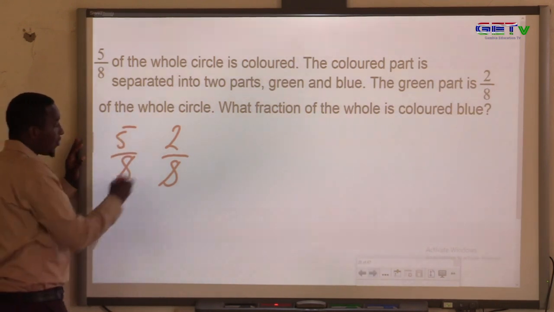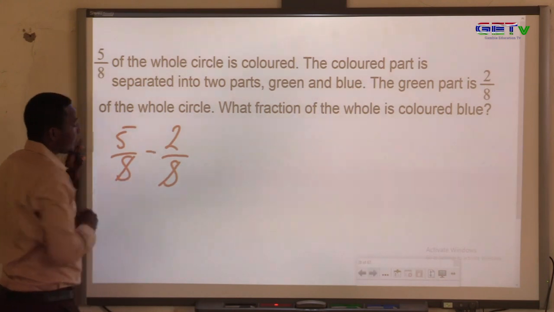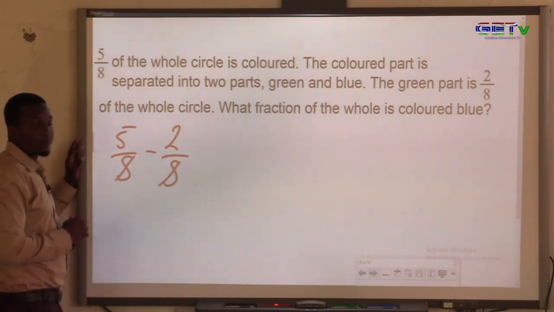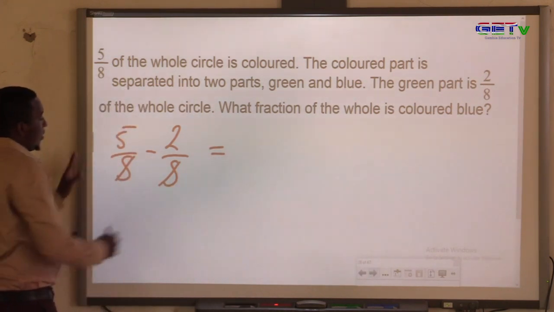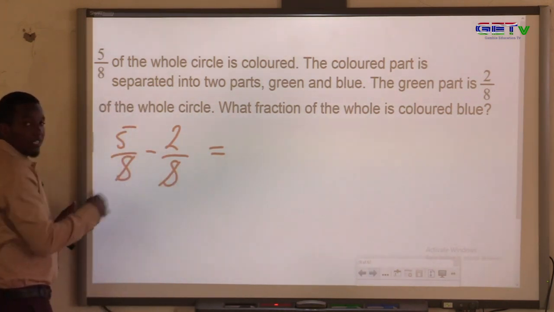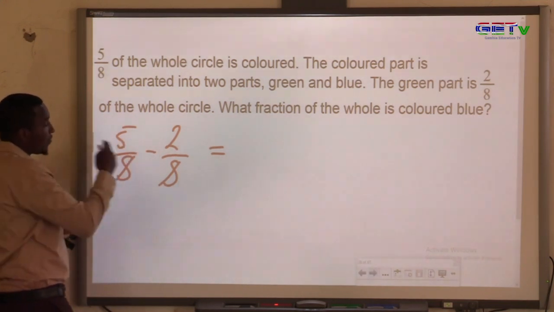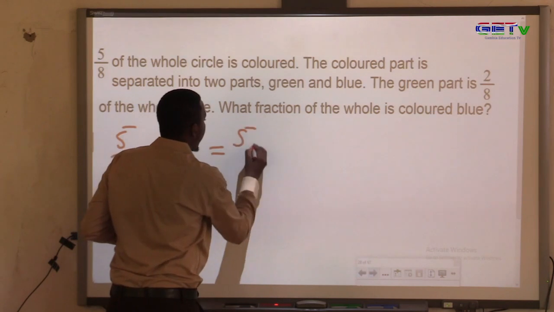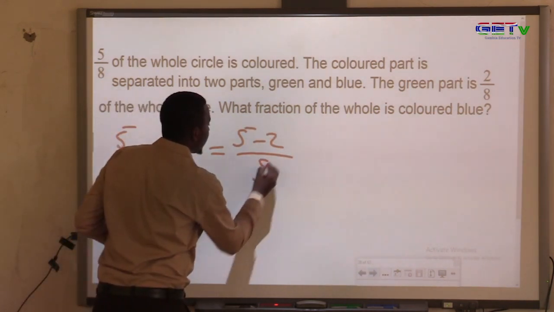So we're going to have 5 all over 8 minus 2 all over 8. So I'm just going to bring the subtraction sign there. Again, in subtraction, we said if you have the same denominator, you just take the difference of the numerator. So we are going to have 5 minus 2 all over, we bring one denominator, which is 8.